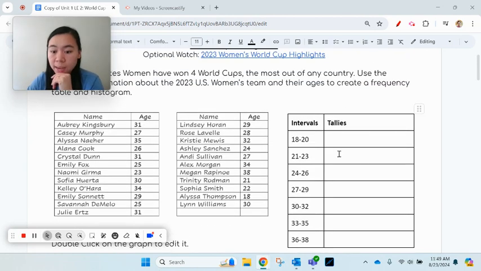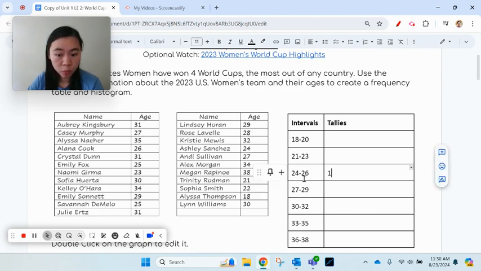What you're going to do is look at each one of these players and their ages, and put a tally mark in whichever interval they belong in. These intervals are their ages. If it's a player between 18 and 20, you're going to put a little tally in there. You can use the shift key and the button right above enter on your keyboard to make this little line. You can also just use the number 1, or a letter. It's no big deal. You use whatever you want on your keyboard to make a tally. If a player is 26, for example, Alana Cook is 26, we would put a tally in this row because she is between the ages of 24 and 26.